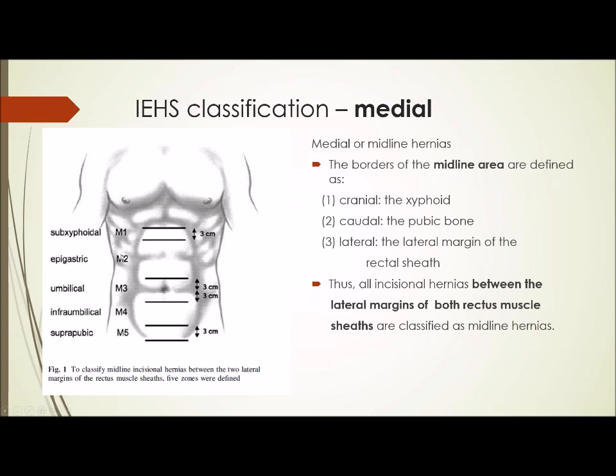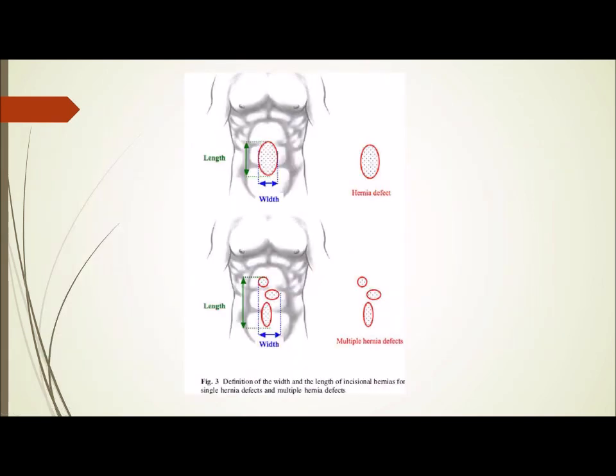See, this is basically the definition that we're talking about: paraumbilical. Epigastric is basically one which is 3 centimeters beyond the umbilicus. It can also be taken from this, the definition you can take from this. So all incisional hernias between the lateral margins of both the rectus muscles, and from xiphisternum to the supraumbilical area, are medial hernias. Point number one.